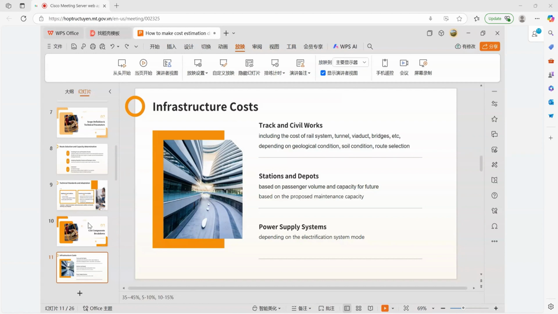And the communication system is also very important because there are many subsystems to be created with this communication system, such as automatic fare collection system, CCTV, passenger information, and the public address and the clock system.